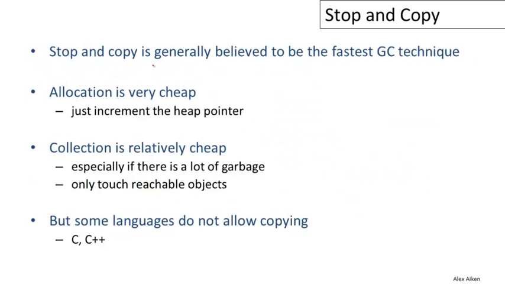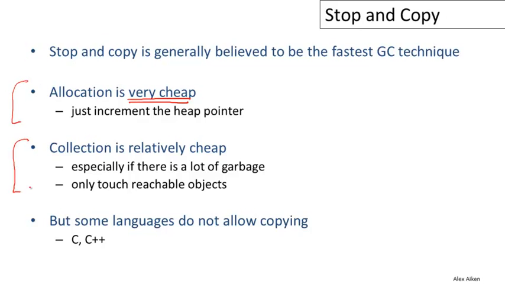To conclude, stop and copy, I think it's fair to say, is generally believed to be the fastest garbage collection technique. Certainly I believe that variations on stop and copy are the most efficient approaches known to automatic memory management. Allocation is very cheap, because all you have to do is increment the heap pointer. So you're just moving a single pointer forward to allocate space. There's no complicated free list to traverse or decisions to make about where to put the object. You're just going to allocate it directly at the allocation pointer. So this part of memory management is very inexpensive.